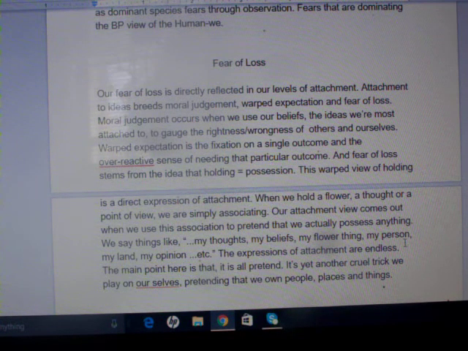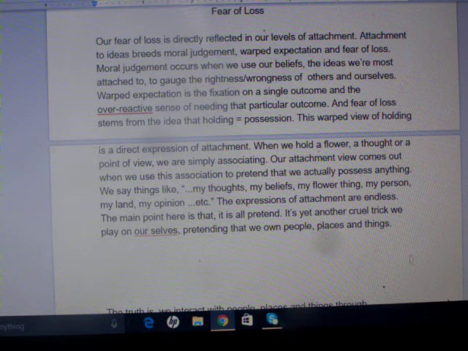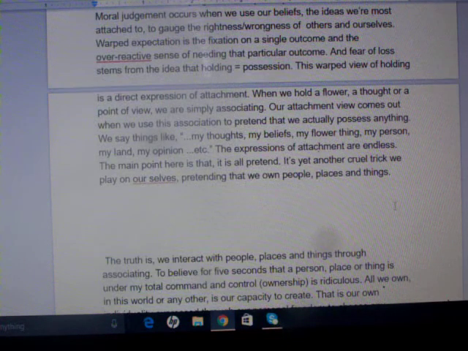When we hold a flower, a thought, or a point of view, we are simply associating. Our attachment view comes out when we use this association to pretend that we actually possess anything. We say things like my thoughts, my beliefs, my flower, my person, my land, my opinion, etc. The expressions of attachment are endless. The main point here is that it is all pretend. It's yet another cruel trick we play on ourselves, pretending that we own people, places, and things.